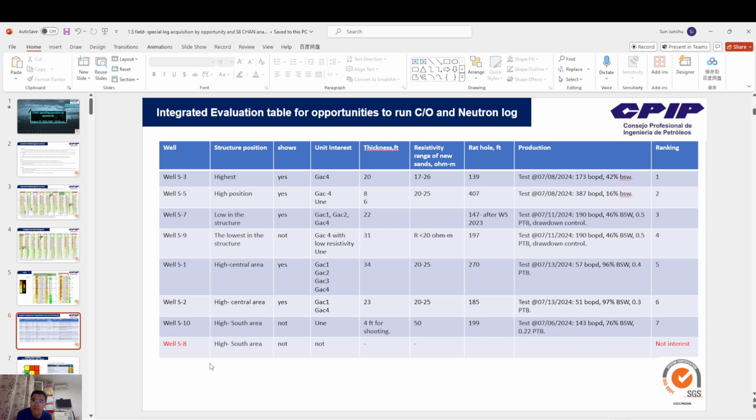Well S7 is lower in the structure with oil show. The new sands include Gajita 1, Gajita 2, and Gajita 4. Thickness together 22 feet. Rat hole 147 feet after workover service in 2023. The latest production is 190 barrels per day with 46% of BSW.